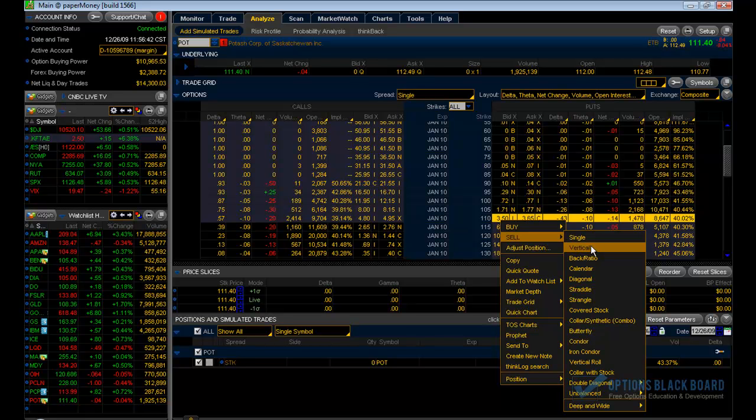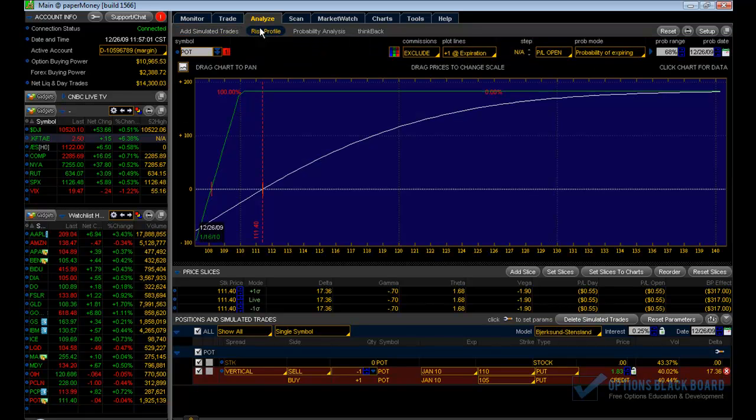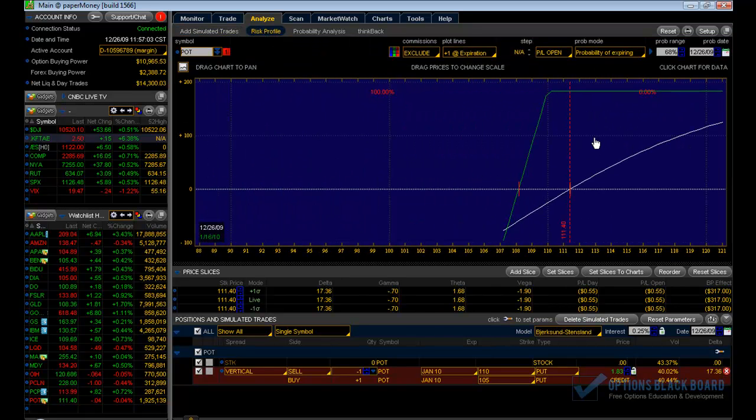All you have to do is right click on the strike that you want to sell, go to sell and select vertical, and it automatically pops up our bull put spread down here. We can see that we would get a credit of $1.83 or $183. So now what we want to do is pull it up on our risk profile and have a look at what it looks like over here.